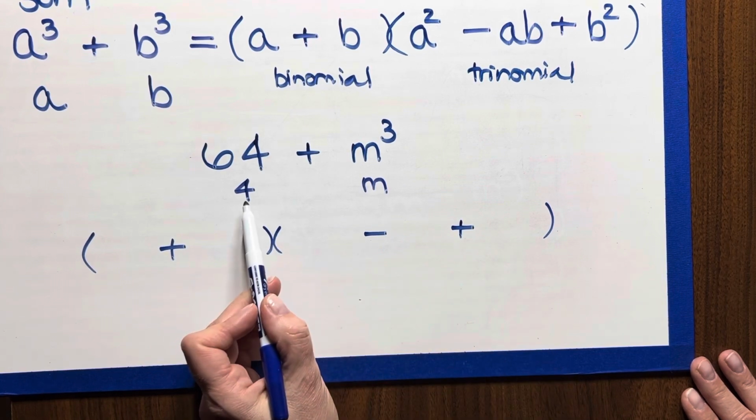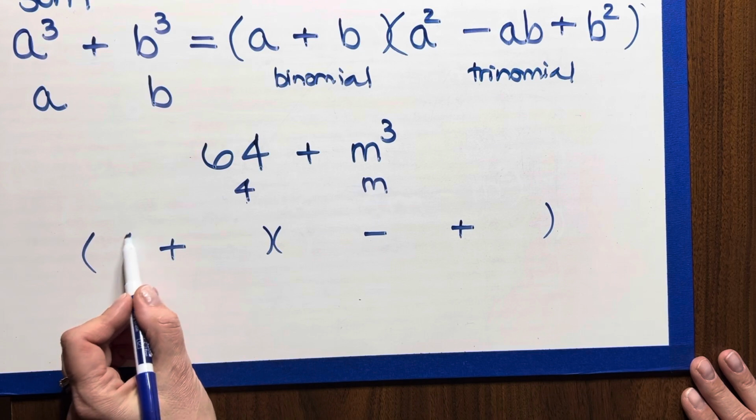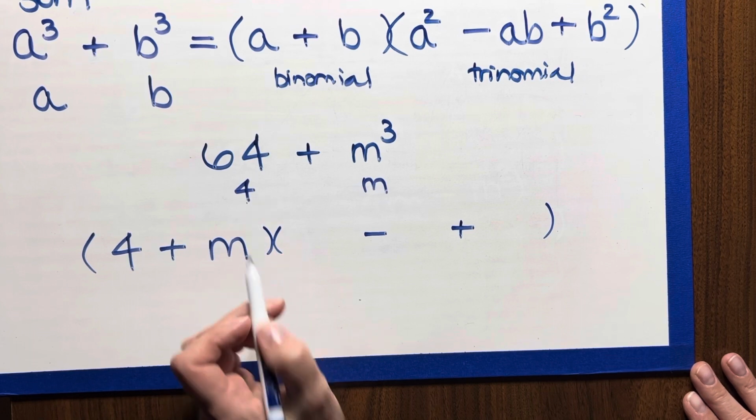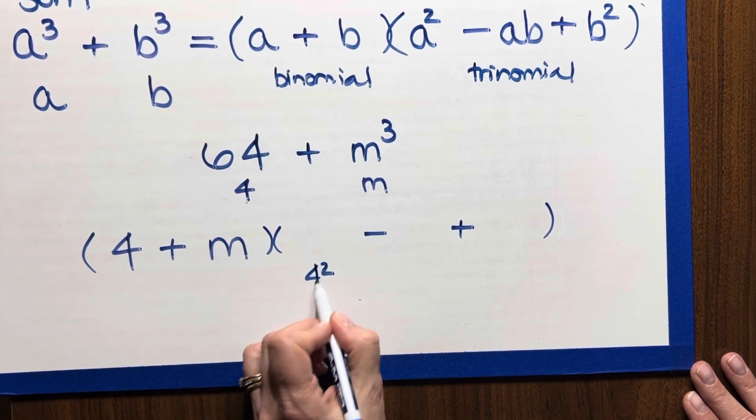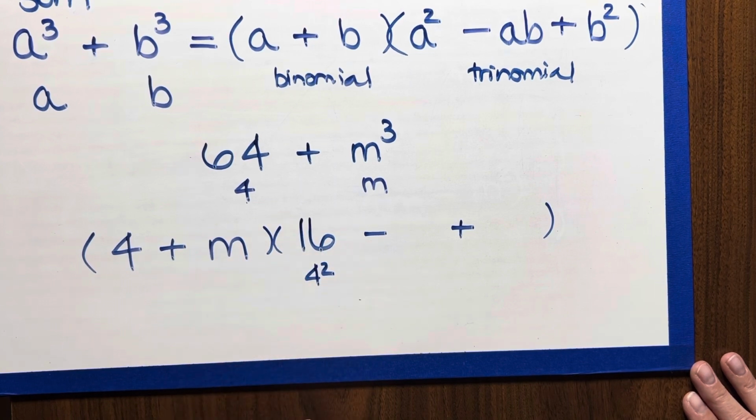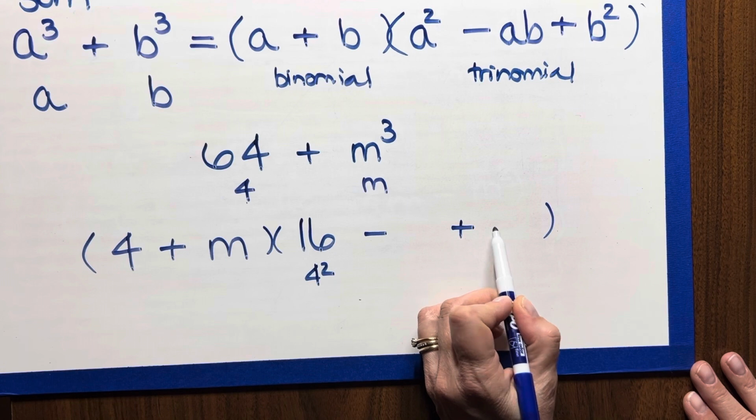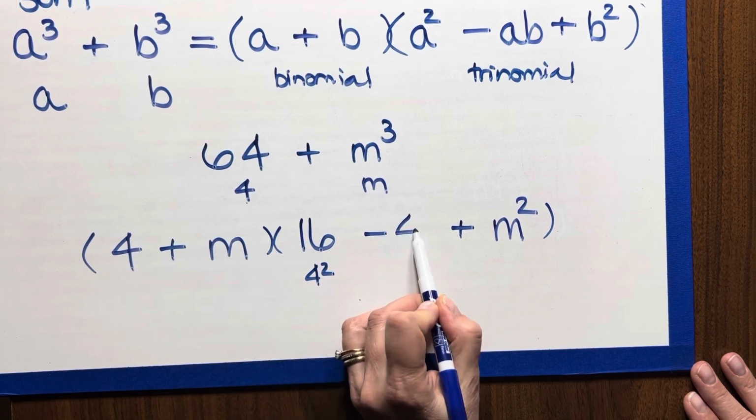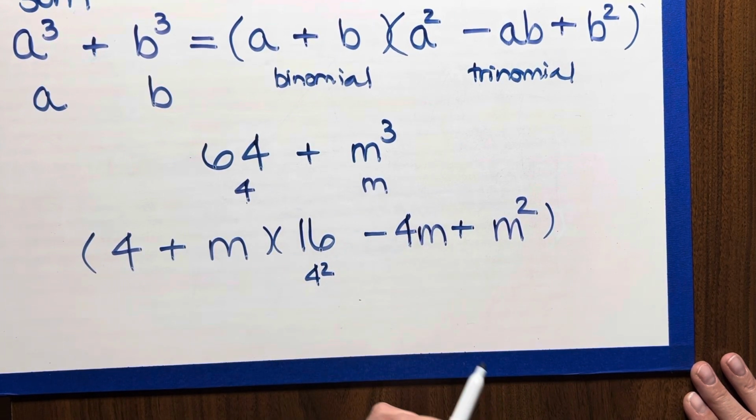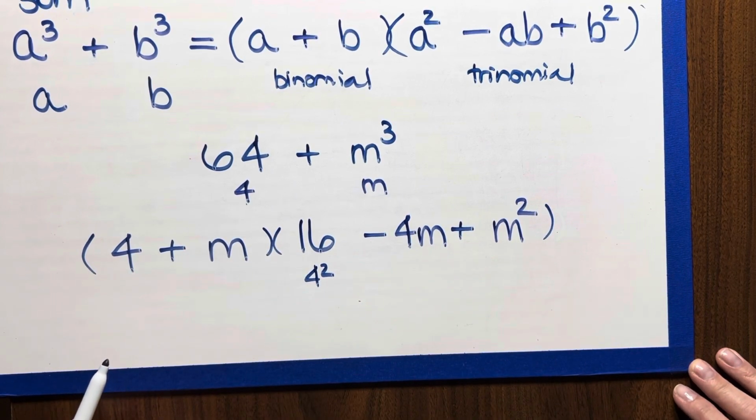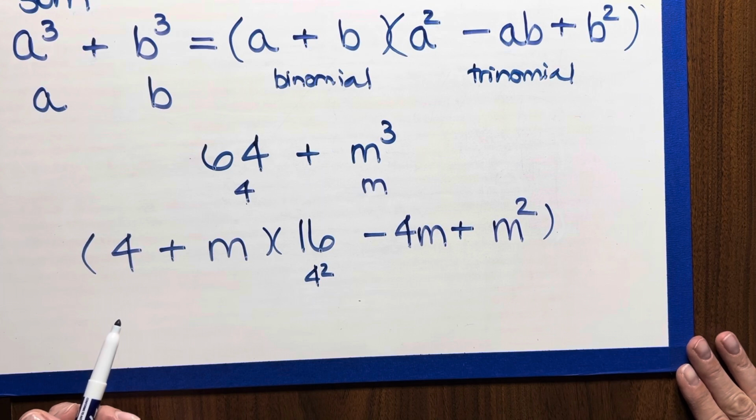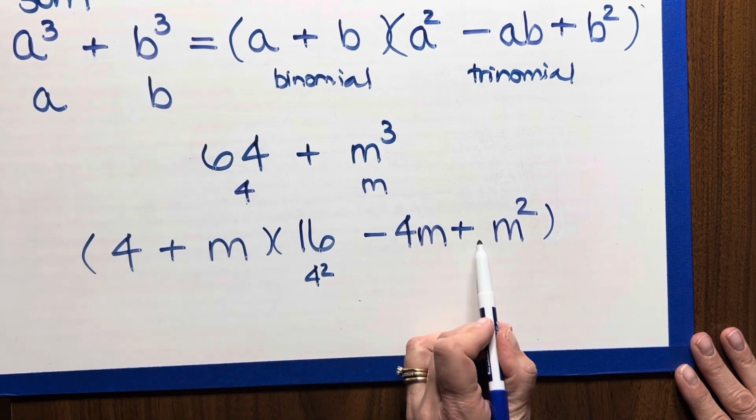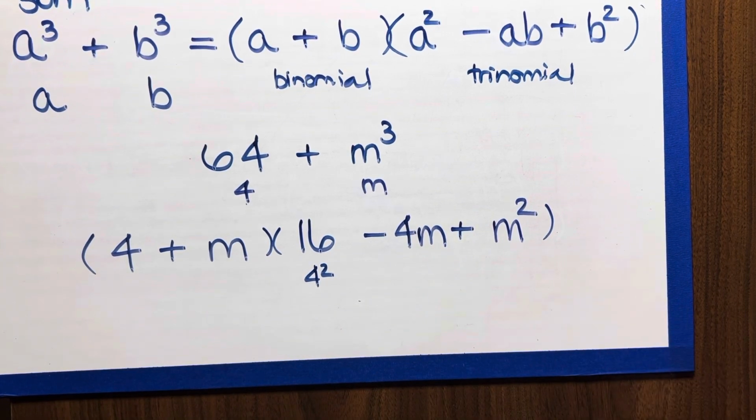So now what I'm going to do is, in my binomial, I take one of each of these. So it's 4 plus m. I'm going to take this first factor that I have, 4, and square it. And I'm going to write this actually squared, which is 16. My last term here is going to be an m squared. And then in the middle, remember, we take one of each of these and multiply. So 4m in the middle. And this same pattern will happen every time we have the sum of two perfect cubes: a binomial and a trinomial, and it goes plus, minus, plus. Okay, so that's for the sums.